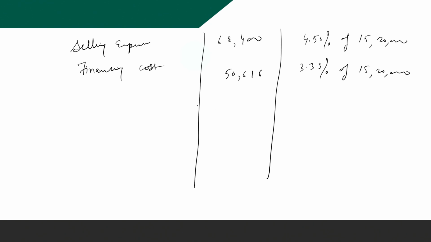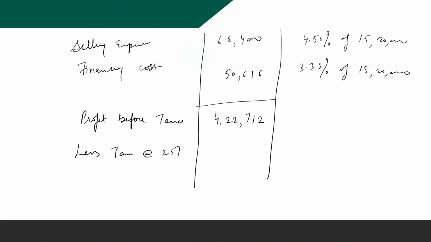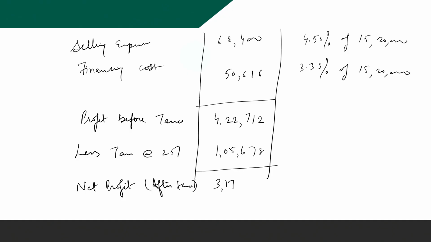So after deducting all the expenses from the sales revenue, we reach the figure of PBT, that is profit before taxes, which is 4,22,712. As given in the question, the tax rate at 25% of 4,22,712 is coming to the figure of 1,05,678. So we can calculate the net profit after taxes, that comes to the figure of 3,17,034 rupees. This is how we compute the projected income for the upcoming year 2023 using 2022 as our base year.